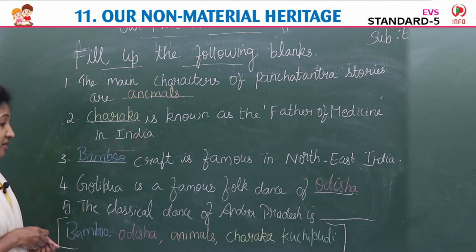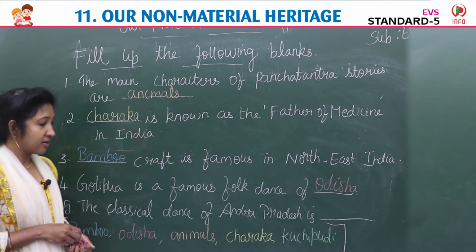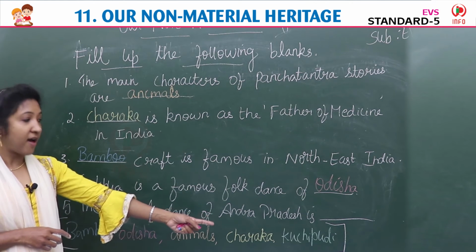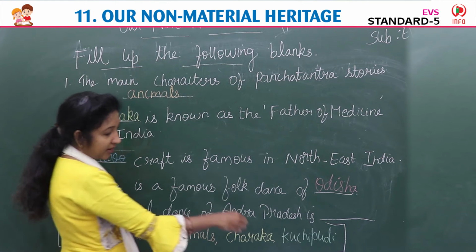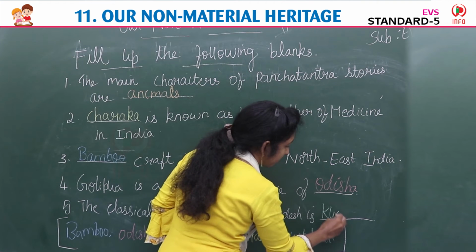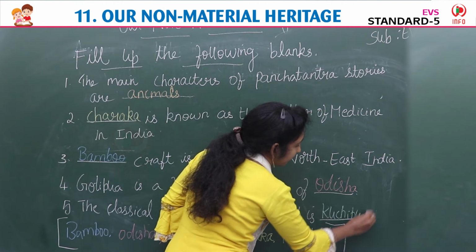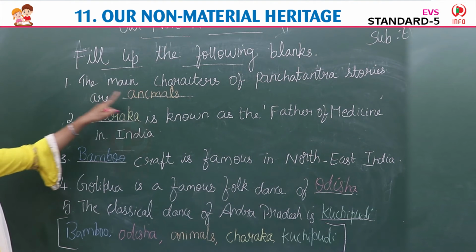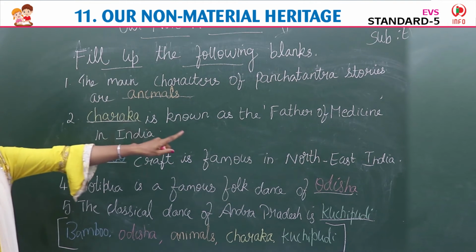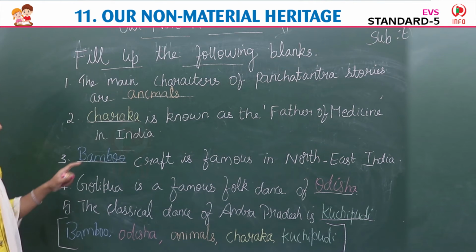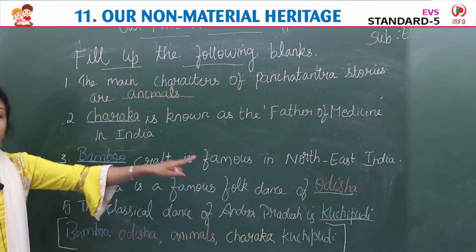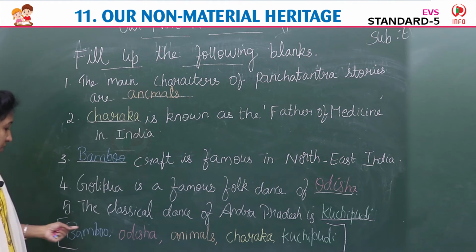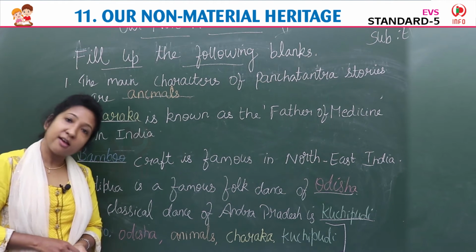The classical dance of Andhra Pradesh is... So here, which one is left? Yes, the classical dance of Andhra Pradesh is nothing but Kuchipudi. Kuchipudi. Okay children? So the main characters of Panchatantra stories are animals, and the father of medicine in India is Charaka. The craft which is famous in Northeast India is bamboo. Gotipua is a famous folk dance of Odisha, and the classical dance of Andhra Pradesh is Kuchipudi.